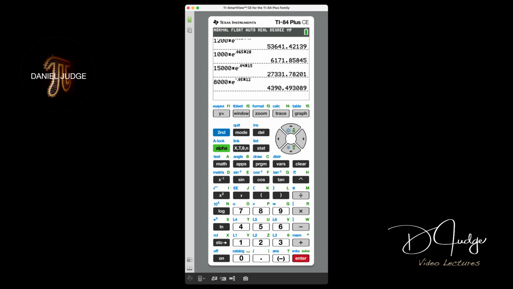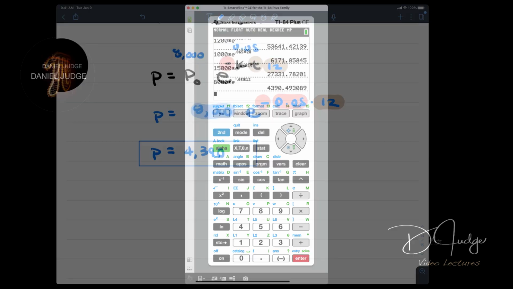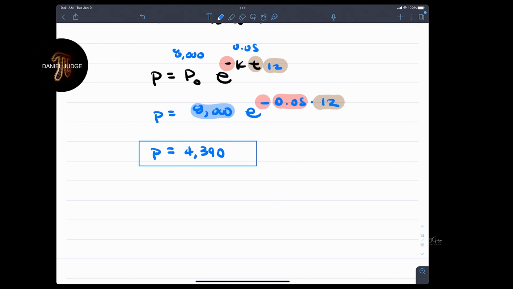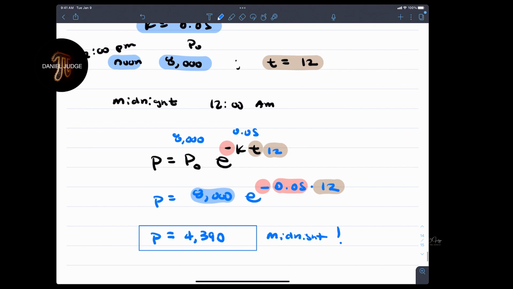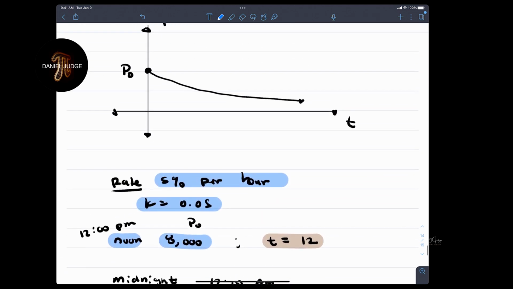So, ladies and gentlemen, what you'll see is that there's 4,390 pesky bugs 12 hours later. And this is at midnight, ladies and gentlemen. Okay? So, this is how antibiotics work. You went from 8,000 to 4,390.